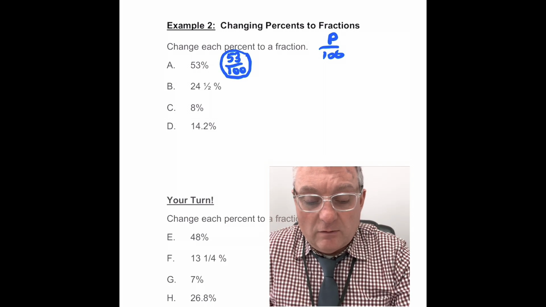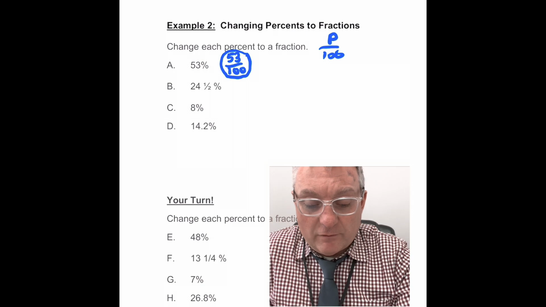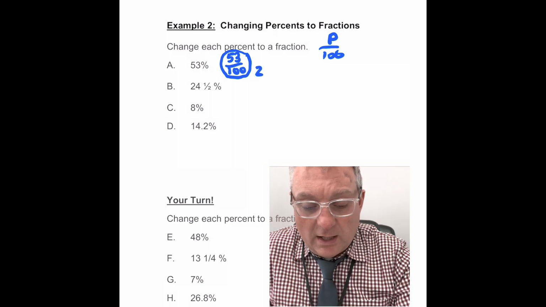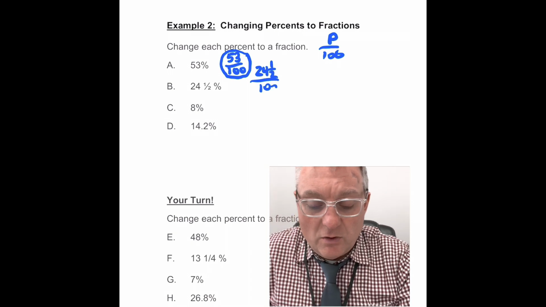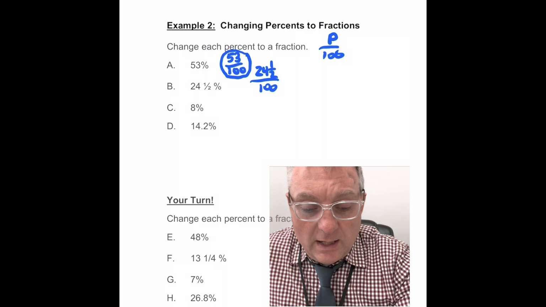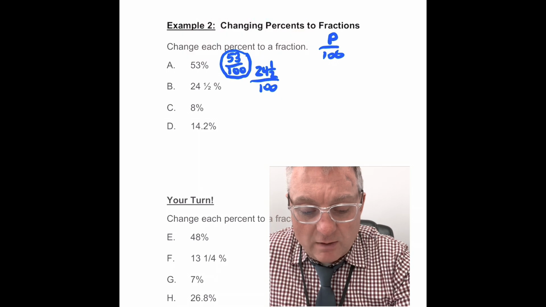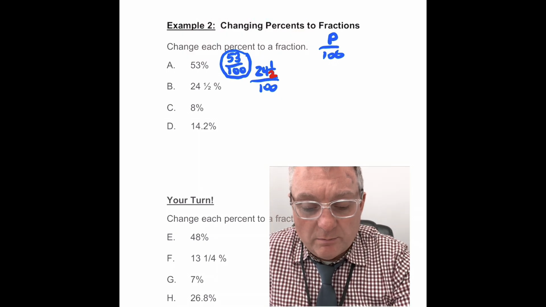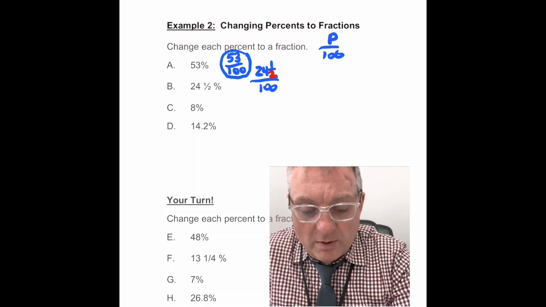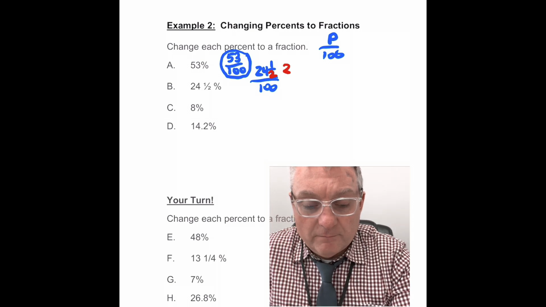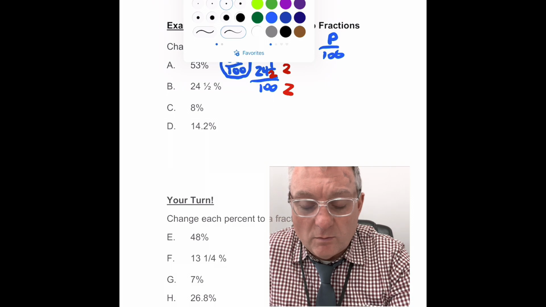Okay, now our next example is 24 and 1/2. So I do the same principle. I do 24 and 1/2 over 100, but the problem is I've got a mixed number in the numerator. So in that instance, whatever the denominator is of the fraction part, that's what you'll multiply the top and the bottom by. That will end up canceling out that fraction that's in the numerator.